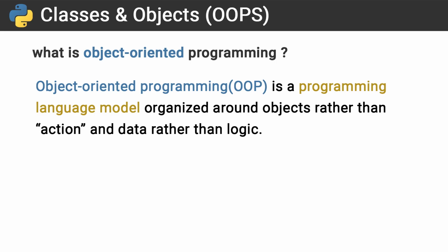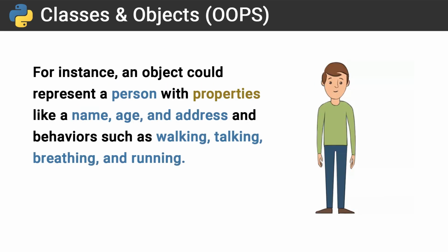Let's try to understand it in a simple way. For instance, an object could represent a person with properties like a name, age, addresses, and behaviors such as walking, talking, breathing, and running. So we can call a person an object, and we can call their properties classes. We are going to learn about classes in our upcoming tutorials.